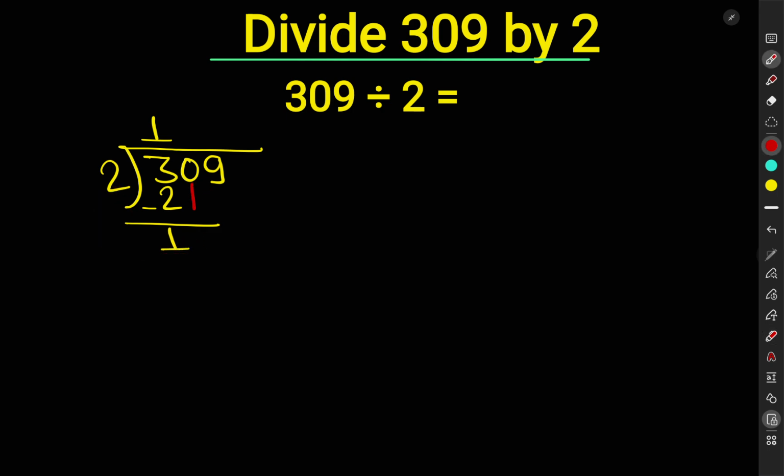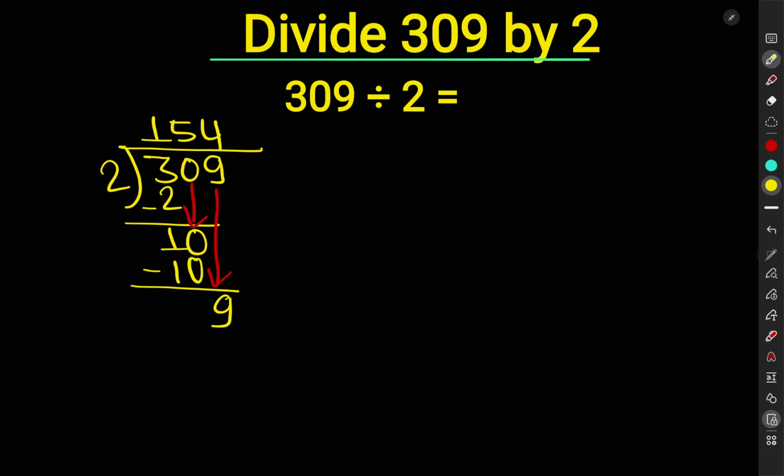So we put down the number beside this 0. So now it became 10 and 2 times 5 means 10. On subtracting we get 0. So now again we put down the number beside this 9 and we remove this 0.